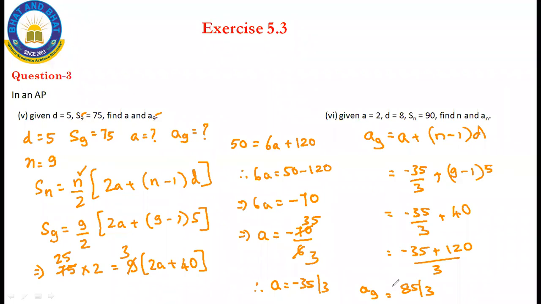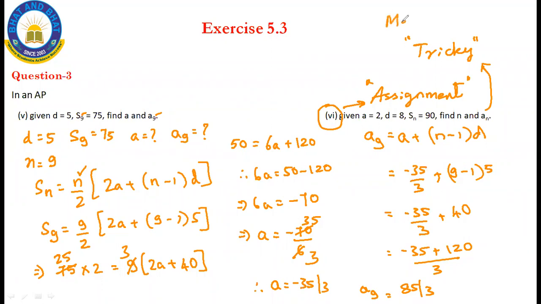Done. So is it easy? Yes. Question number 3, subpart 6 is your assignment. Please note down. Given A is equal to 2, D is equal to 8, Sn is equal to 90. Find n and An. So this is little tricky. This question is tricky, students. So please pay attention while solving this question, especially this question, okay? So I can say the difficulty level is medium for this.